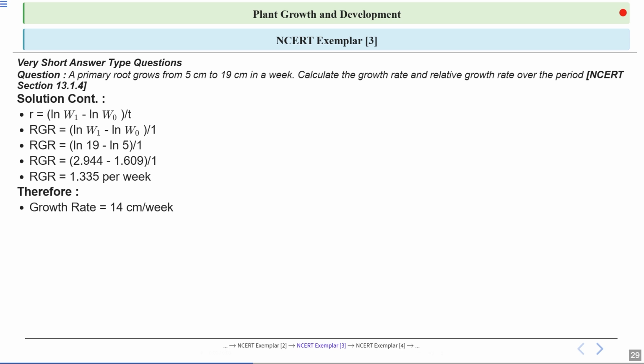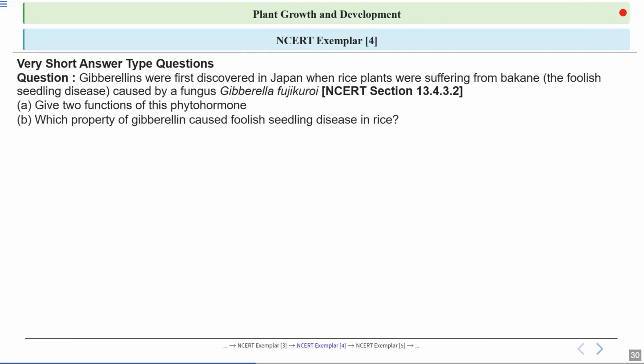So what is the growth rate? 14 centimeter per week, which we have already solved earlier. And the relative growth rate will be 1.335 per week. Let us see the next question.